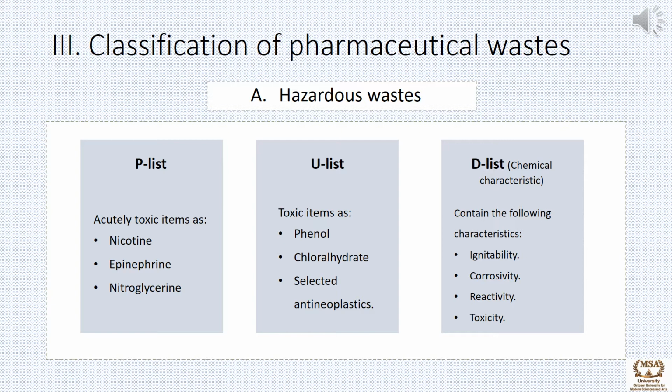U-listed items that are considered toxic such as phenyl, chloral hydrate, and selected antineoplastics. The D-list contains items that produce wastes with any of the following characteristics: ignitability, corrosivity, reactivity, or toxicity.